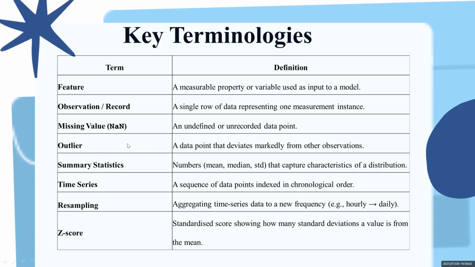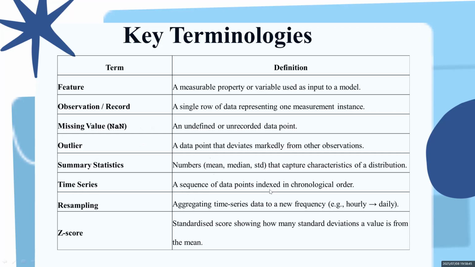And next we have outliers. These are just data points that deviate markedly from other observations. Now we have summary statistics, which cover calculations for the mean, median, standard deviation, variance, and so on, which help to capture the characteristics of a distribution. In the data sets we're using, we also need to talk about time series, which is just a sequence of data points indexed in chronological order. Now, resampling helps to aggregate the time series data to a new frequency.